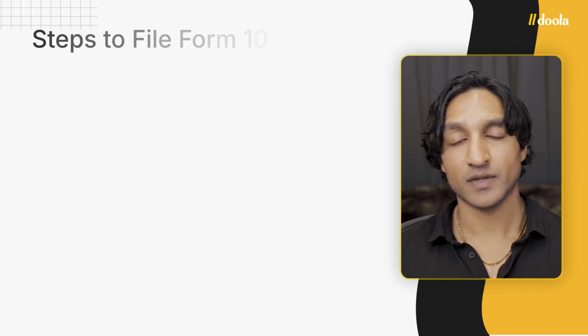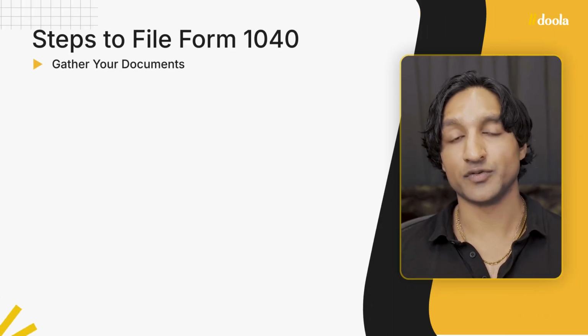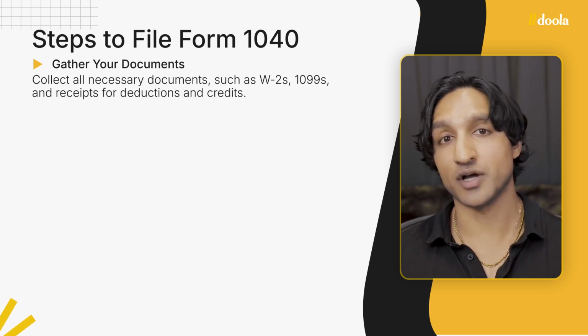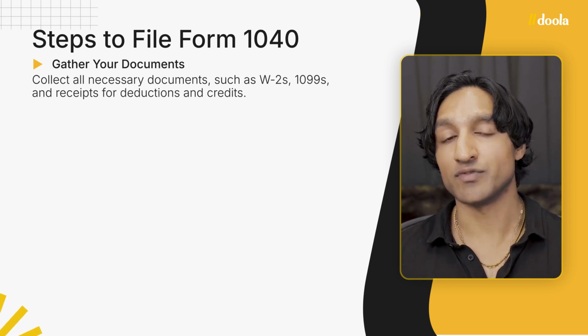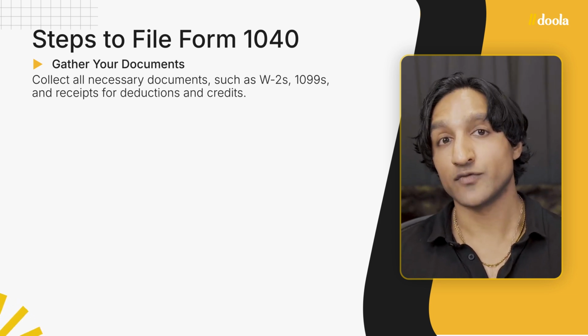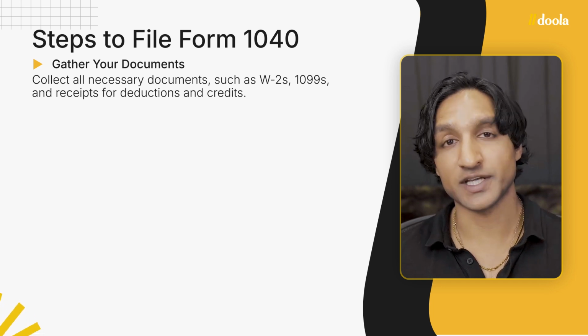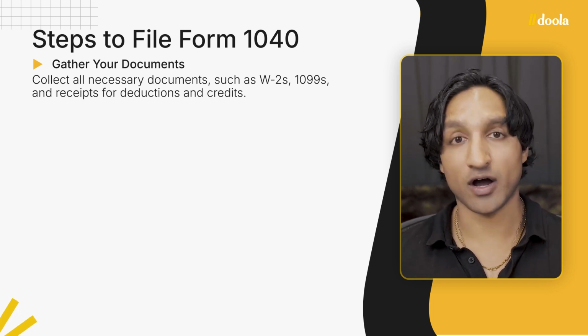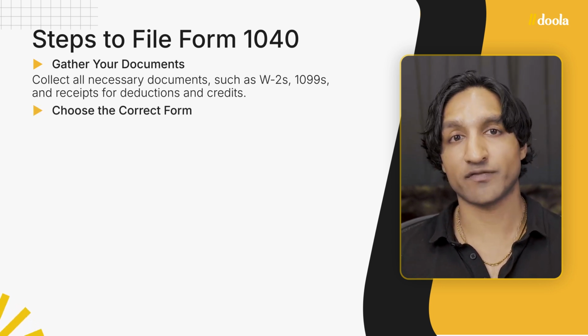Now, let's walk through the exact steps to file Form 1040. First, you want to gather your documents. You'll need to collect all necessary documents such as W-2s, 1099s, and receipts for deductions and credits. If you have any questions on what a W-2 is or what a 1099 is, please check out our content on that.